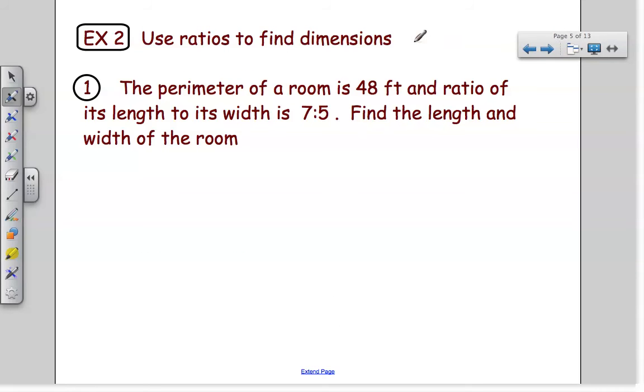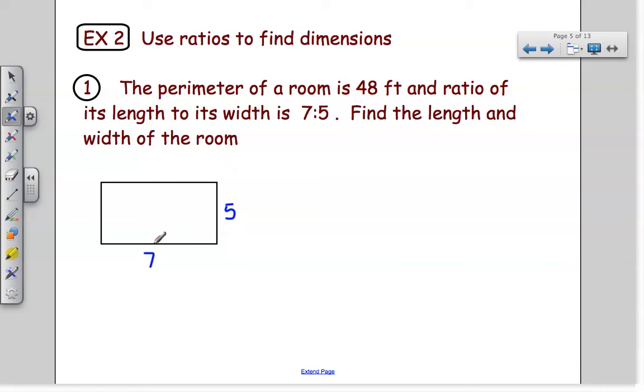So let's use ratios to find dimensions. In this example, it says the perimeter of a room is 48 feet, and the ratio of its length to its width is 7 to 5. Find the length and width of the room. Well, I'm just going to put a little rectangle in here quick. Now I know the ratio of length to width is 7 to 5, so that would be like the length being 7, the width being 5, but does that necessarily mean the numbers are 7 and 5?